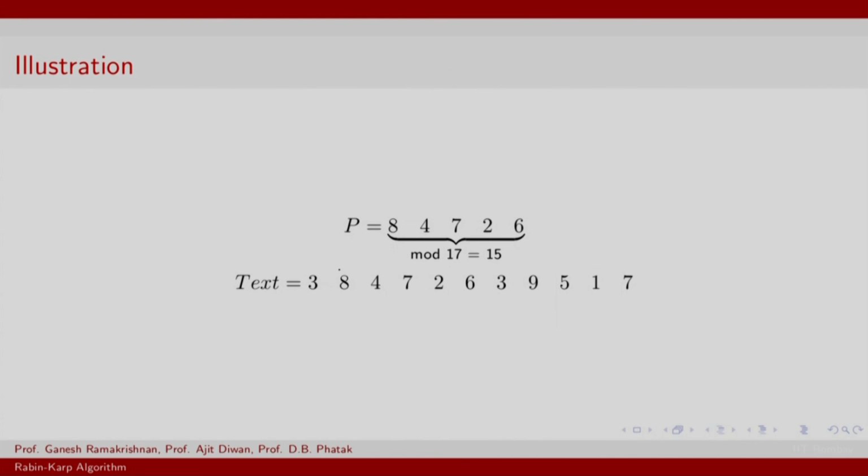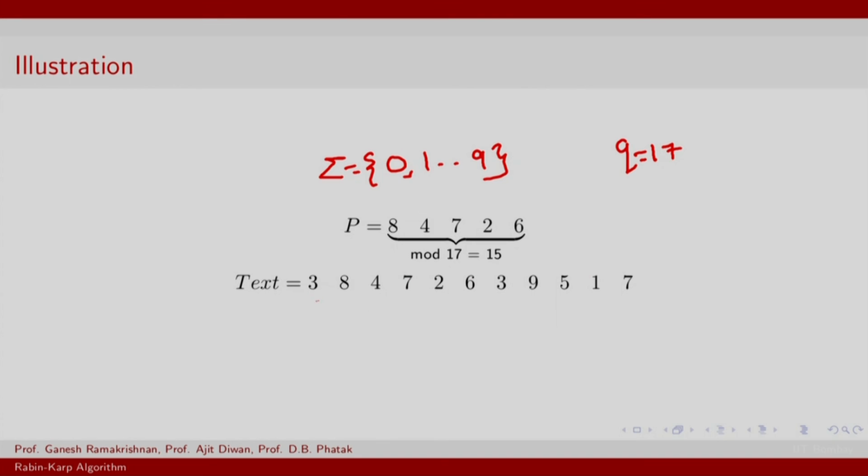So here is an illustration. Here we are looking at an alphabet set sigma, which is ranging from 0 to 9. So we are basically looking at decimal representations. The choice of q in this case is the prime number 17. So we look at the pattern P, the decimal representation mod 17 is 15. Now suppose we had to match this against this long text.